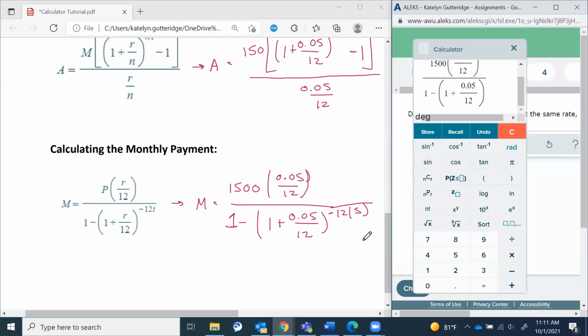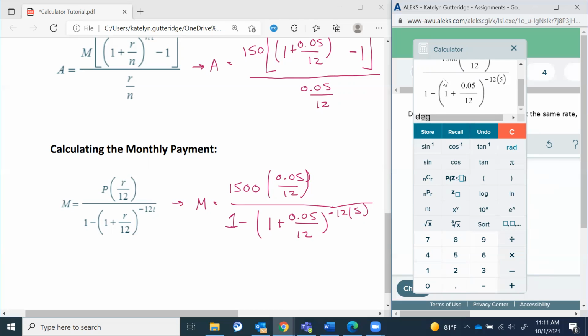Now we have an exponent. And in our exponent, we need a negative. So we'll enter in our negative. Negative is that minus, and then 12 and 5. All right, so this is a little big, so let's double check our denominator, and then we'll double check our numerator, and then we'll hit enter.